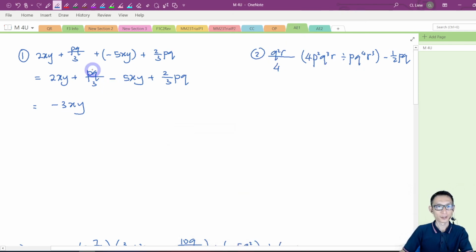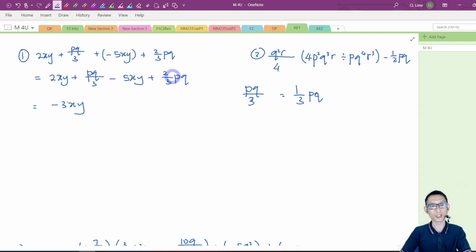Now, these two are like terms. So this pq over 3 is actually the same thing as 1 over 3 pq. So how do we use your calculator to do the addition between these two terms? You just press 1 over 3 plus 2 over 3, which is equal to 3 over 3, which is equal to 1, right? 1 pq, you don't have to write 1 pq, you just need to write pq. So this is the answer of the first question.